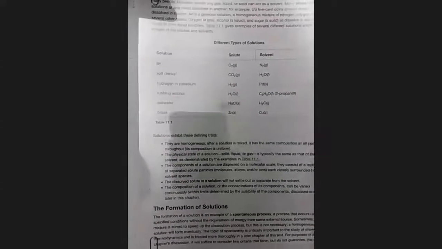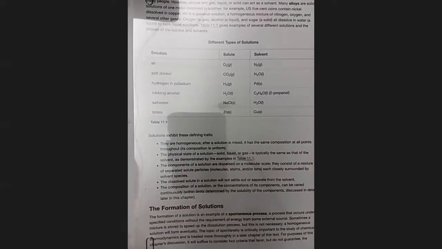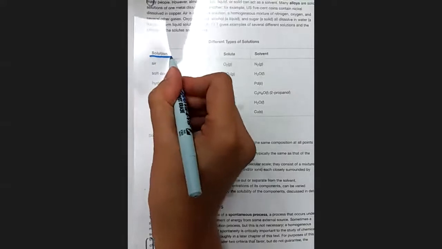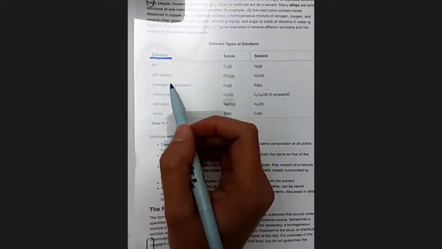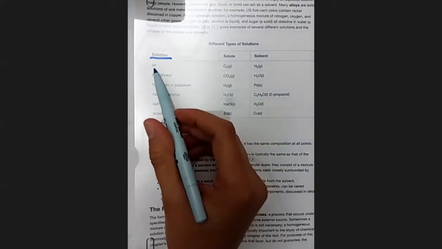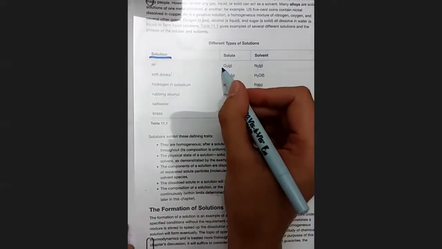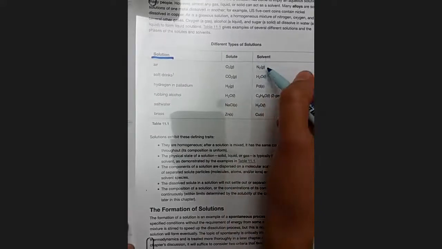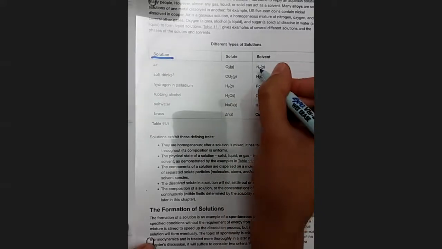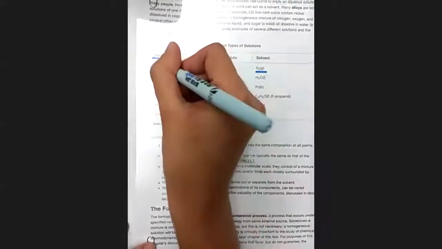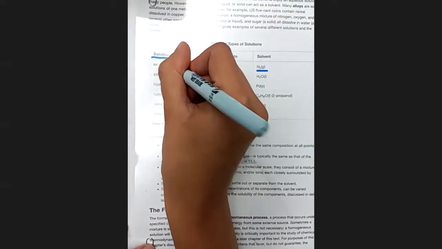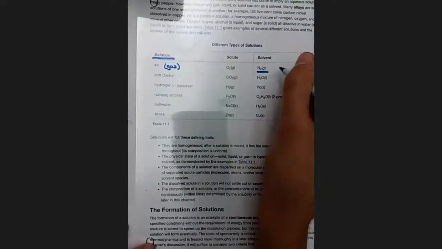So here is a table that came out of your book from page 601. And let's look at some example solutions. So here's some example solutions. And you might notice that they look familiar. So here's air. Air is a solution of gases. Oxygen, there's only about 20% oxygen in the air and 70% nitrogen in the air. So nitrogen is going to be the solvent, and nitrogen is a gas, and so air is a gas, just like the solvent.